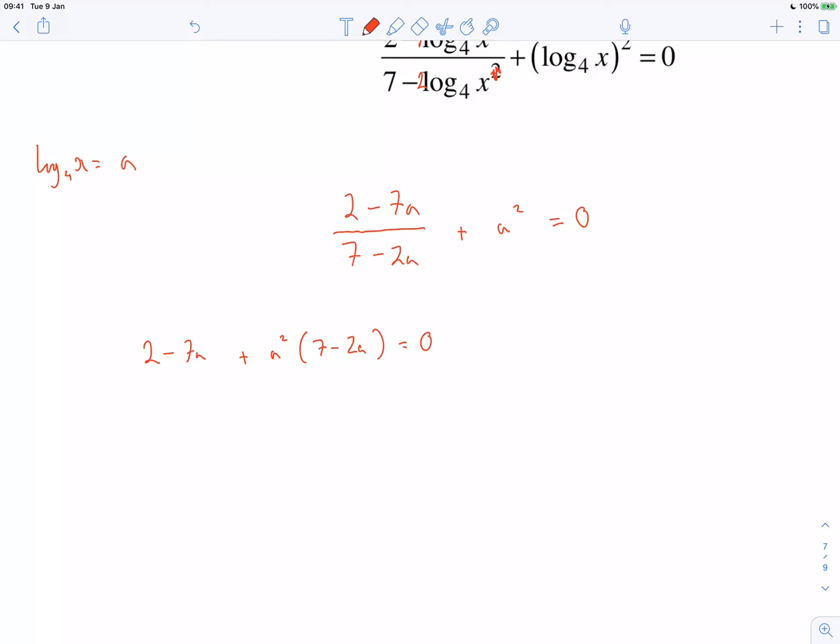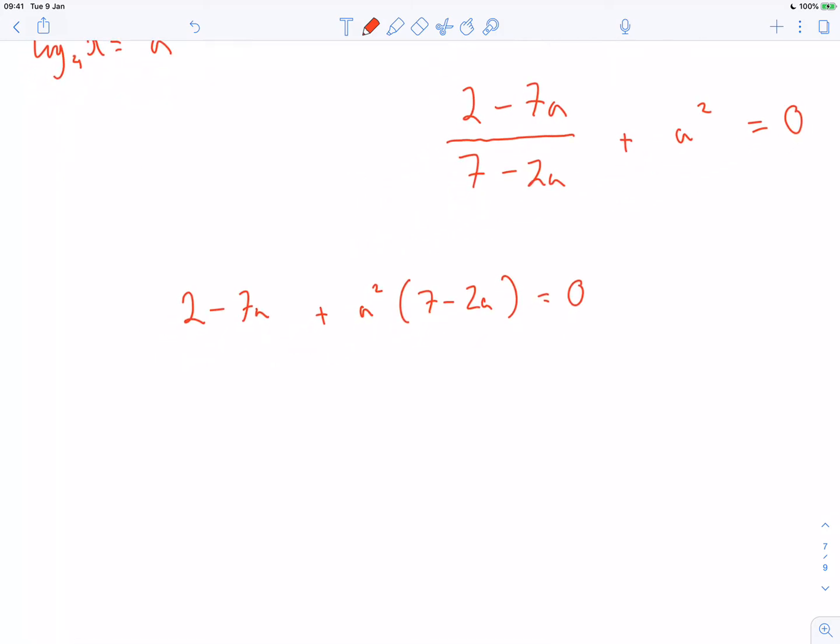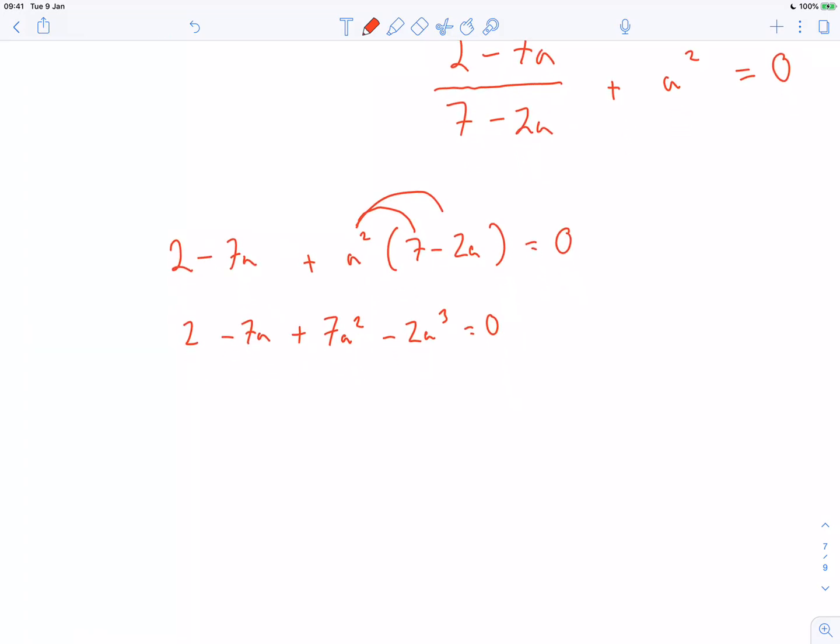Okay. Right, let's expand this and see what happens. So I've got 7 times a squared, so that's 7a squared there, and I've got a squared times minus 2, so I'm going to have minus 2a cubed, and I have minus 7a there, and I have a 2. If I get this in descending powers of a, I multiply everything by minus 1 to get 2a cubed minus 7a squared plus 7a minus 2 equals 0.